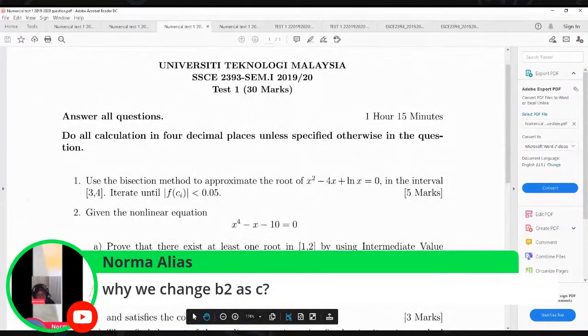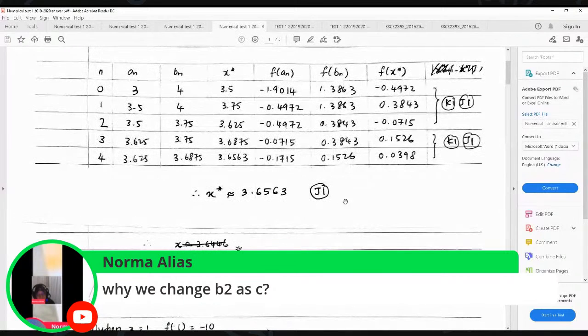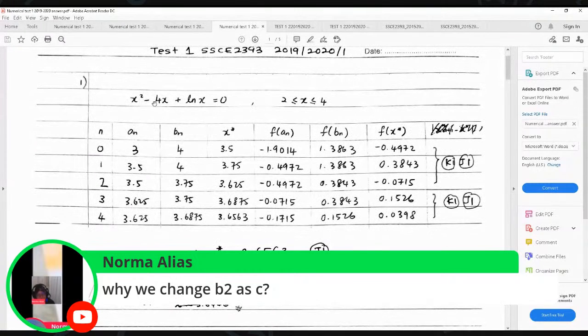What is the condition? The condition is that FC should be less than 0.005. Because FC is less than 0.005, that's why you terminate the iteration at iteration number 4. So the answer, the root for this function, x squared minus 4x plus ln x equal to 0, is 3.6563, the last C, at C4.